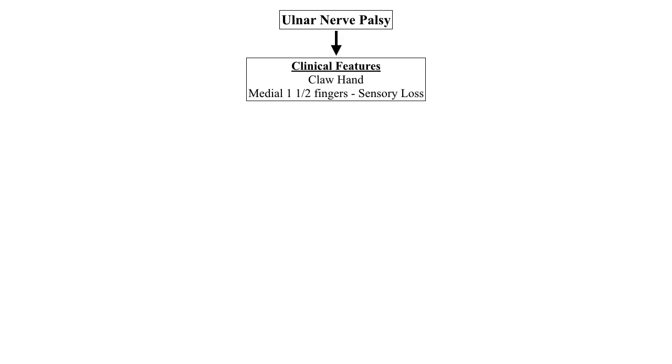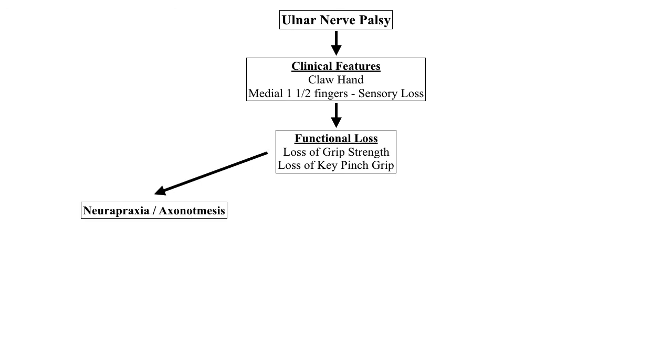So to summarize, whenever there is an ulnar nerve palsy, look for the clinical features of claw hand, which involves the medial 2 fingers, and the sensory loss in the medial 1.5 fingers. Examine for the functional loss of grip strength and key pinch grip. Then classify the type of injury. If it is neuropraxia and axonotmesis, it is managed conservatively with observation, physiotherapy, and treating the cause.